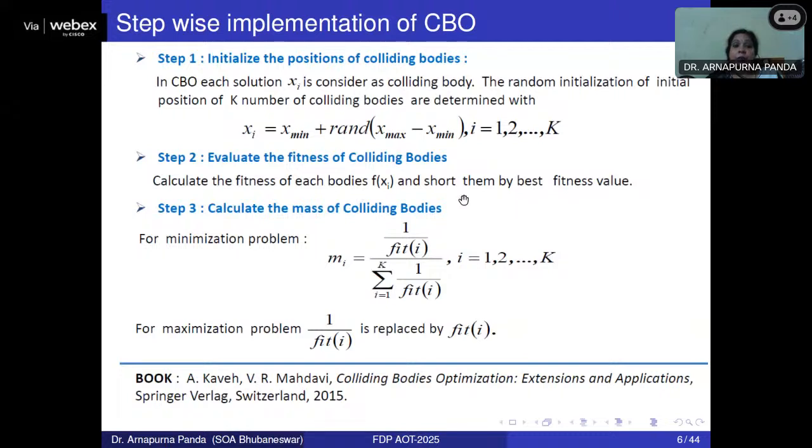After updating the velocity, we have to update the position of the bodies. Then we have to evaluate the fitness of the colliding bodies. Then we calculate the mass again. Here the mass is calculated by this equation, using the fitness of the bodies, the maximum fitness, and the fitness of all the bodies.